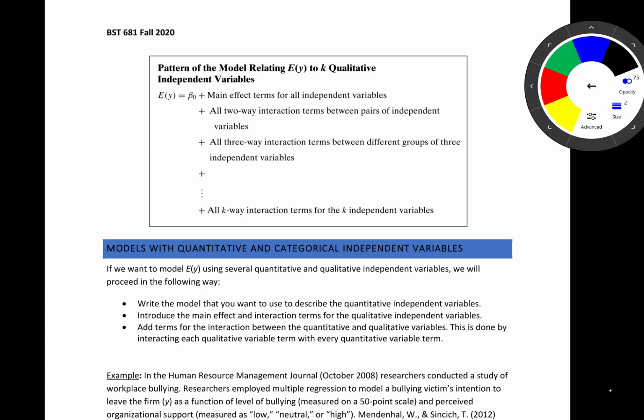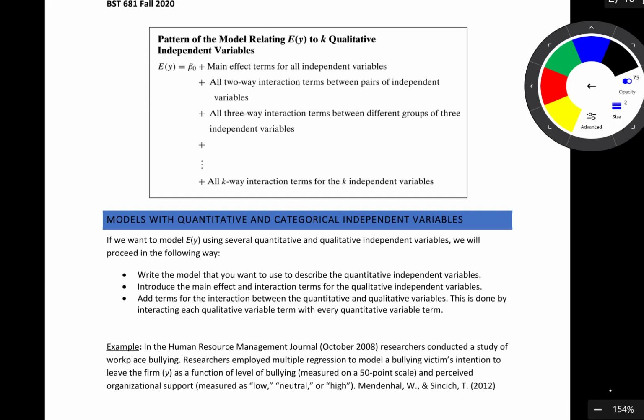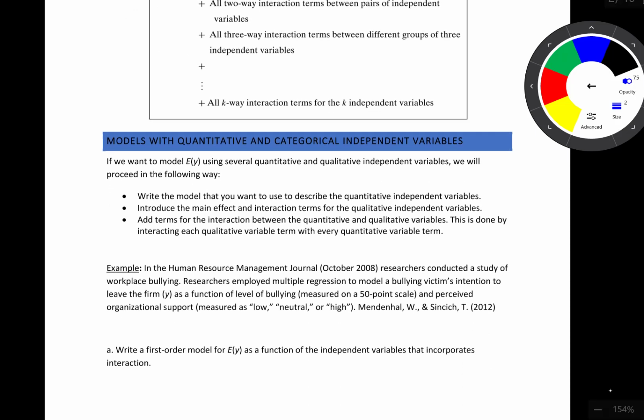Up to this point, we've looked at models with quantitative independent variables and categorical independent variables, but we haven't looked at models that have both. So suppose that we want to model the expected value of y using several quantitative and qualitative variables, then we can proceed in the following way. So we start out by writing the model we want to use to describe the quantitative independent variables. Then we introduce the main effects and interaction terms for the categorical. And then we add terms for the interaction between the quantitative and the qualitative variables. And so this is done by interacting each qualitative or categorical variable with every quantitative. So let's look at an example of how we could do this.